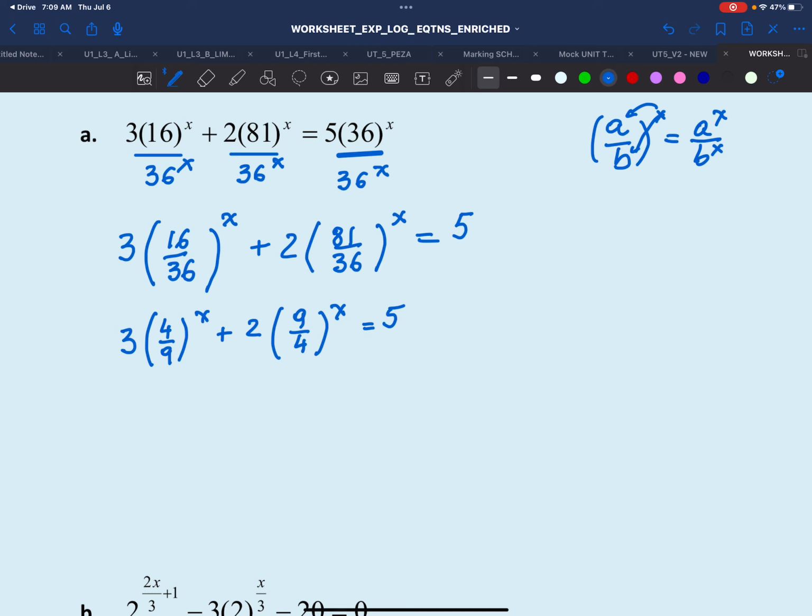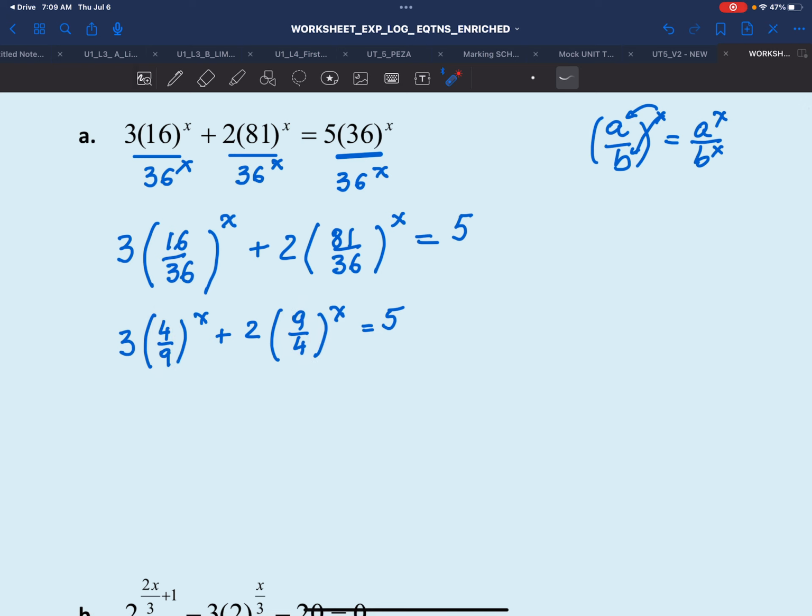As you can see here, not only did we reduce the bases, but we noticed there is a pattern. Remember that our goal is to make the bases the same. We can either make the 4 over 9 into 9 over 4, or make the 9 over 4 into 4 over 9. This time I'm going to change 4 over 9 into 9 over 4. I can easily do this by giving it a power of -1. That's what reciprocates the fraction, and we still have the power of x outside it.